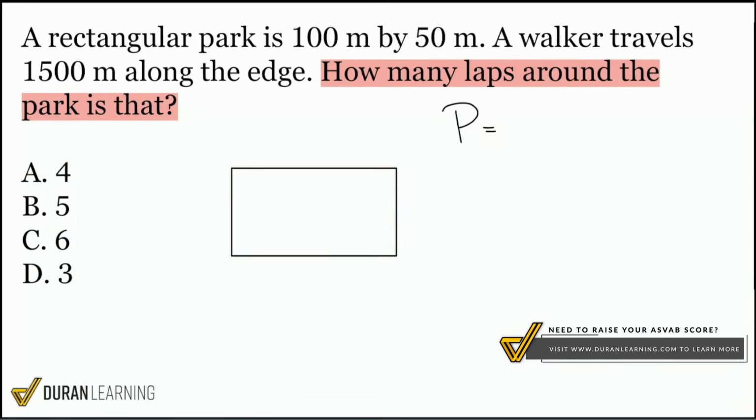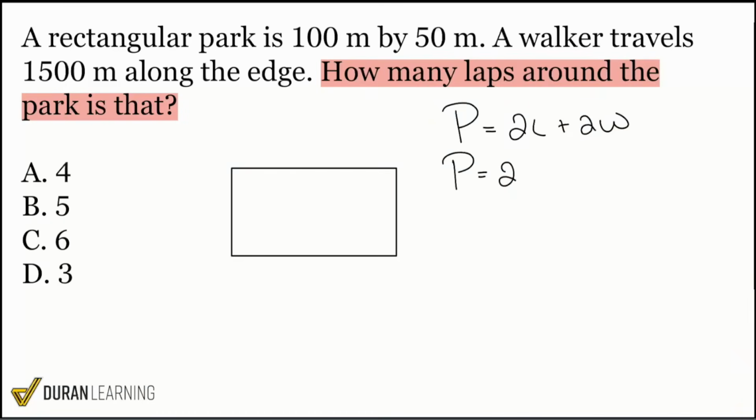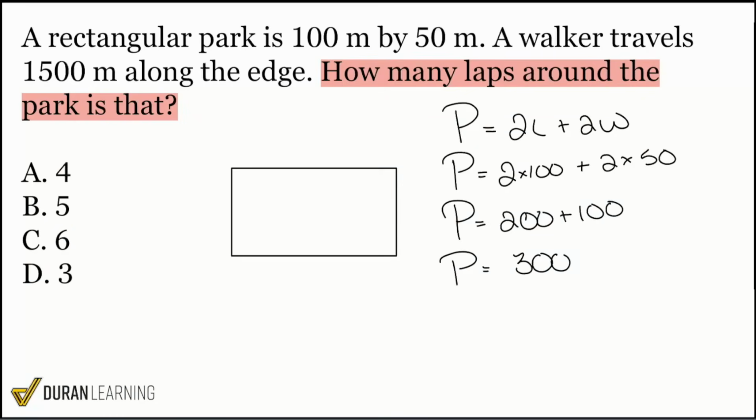The perimeter is going to be double the length plus double the width. And this is going to be straightforward here because double 100 and double 50 is going to be 200 plus 100, giving us 300. So each lap, every time we go around this park once, that's going to be 300 meters. My party people, how many times can we go around until we reach 1,500?